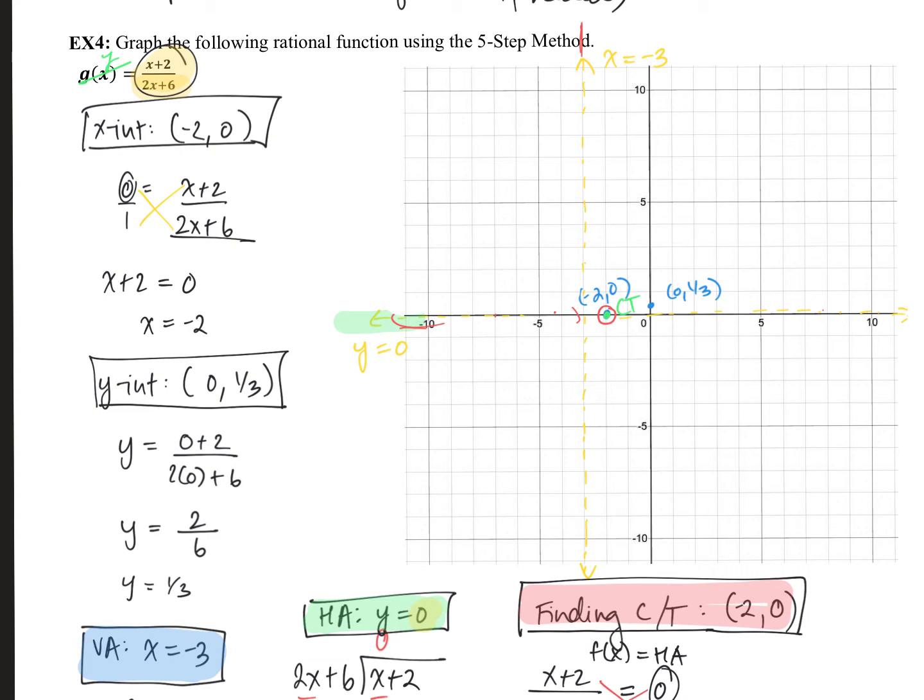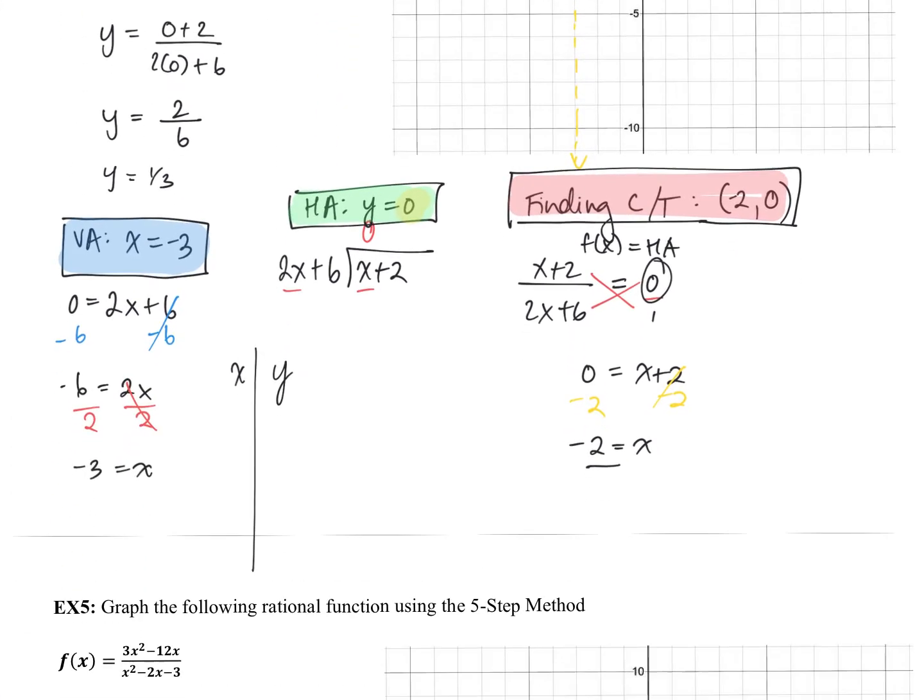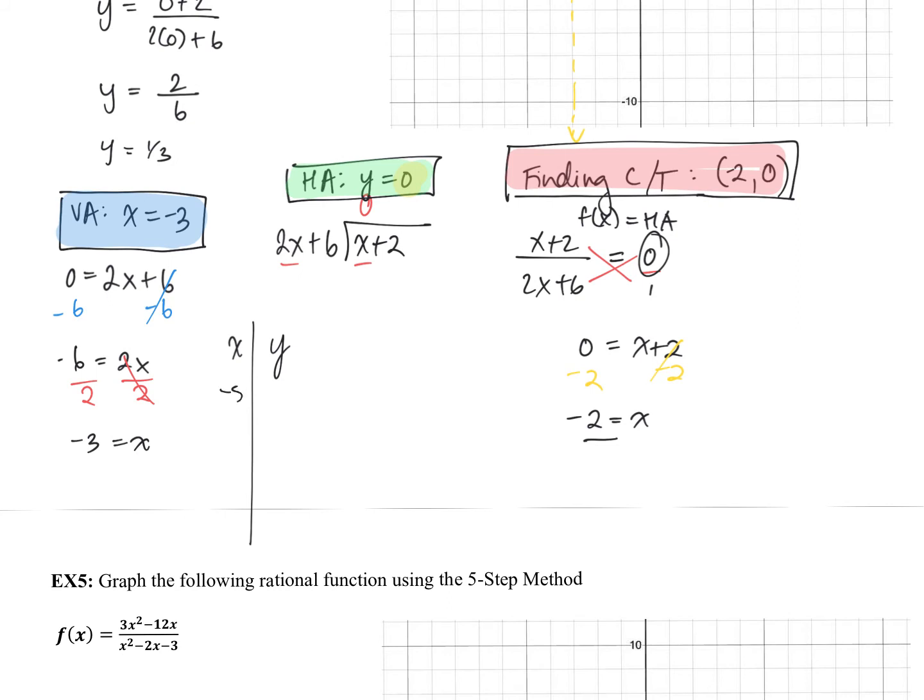Okay. So I'll pick -5 as my value and solve. So I have (-5 + 2) over (2 times -5 + 6). And what's that going to be? That's going to be -3 over (-10 + 6), which is going to be -3 over -4. And that is going to be 3 over 4. Let me go ahead and box this off.